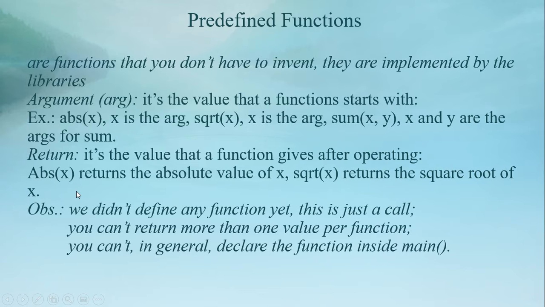So we have understood this part, or not, but we are going to make an observation. It's very important to know what we can't do, because there are many more possibilities of what we can do than what we can't. We didn't define any function yet. This is just a call. You can't return more than one value. Just one value can be returned per function. You can't, in general, declare a function inside main. In this case, this is the main function.